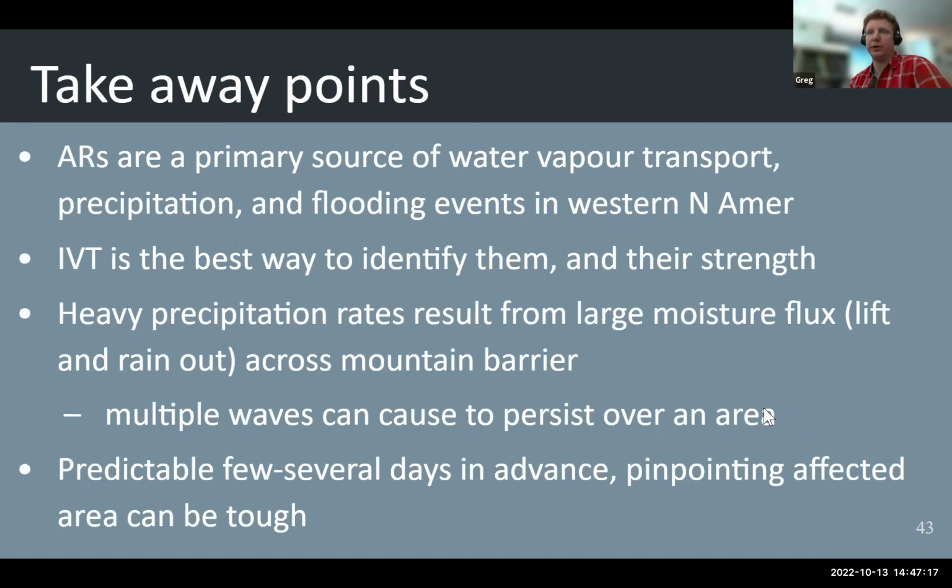And if you have multiple waves along the atmospheric river, that can cause the event to persist over a given area for an extended period of time. And as far as predictability, you can get a pretty good idea of what's going to happen and what region will be impacted a few to several days in advance, but pinpointing the exact area can be tough, as we saw with last November's event.